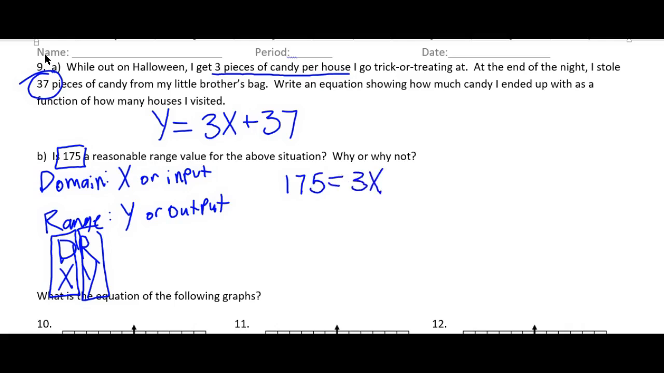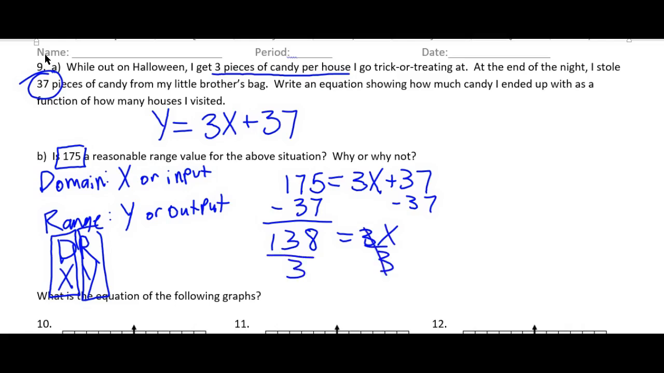175 equals 3x plus 37. I'm going to minus 37 from both sides, and we end up with, what is this? Long pause. Sorry for that. I had to get a calculator. 138 equals 3x. Divide by 3, divide by 3. 138 divided by 3. I know that's going to be divisible evenly. It comes out to be 46 equals x.